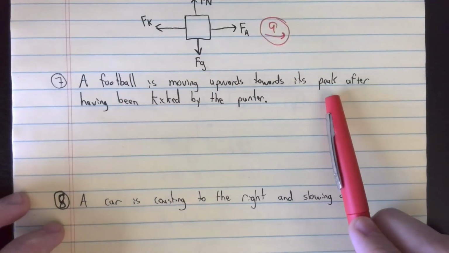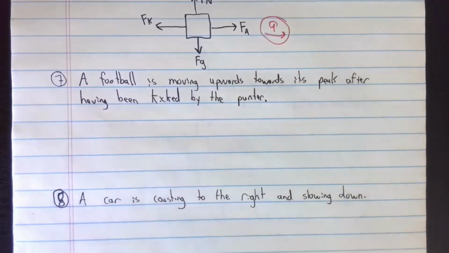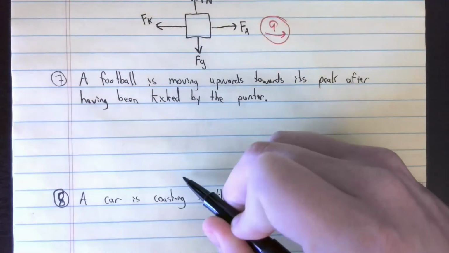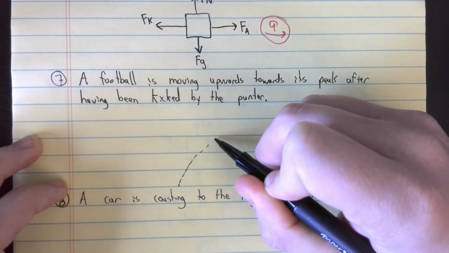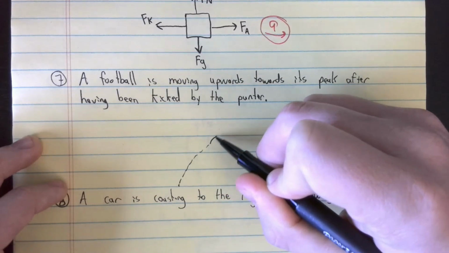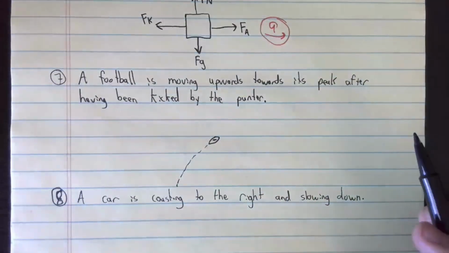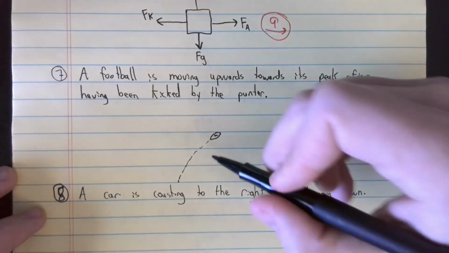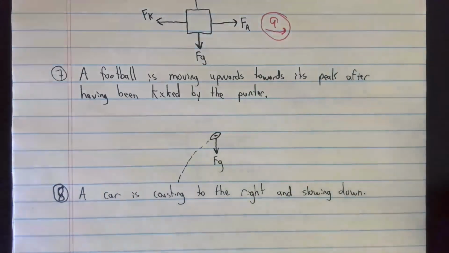A football is moving upwards towards its peak after having been kicked by the punter. I'm going to actually draw this one. So here's the trajectory. It's going like this. And, ooh, I can't even draw a football. I drew it too small. There's my football. Is there gravity? Yep. Fg points down. Is there normal force? No, because it's not on a surface.